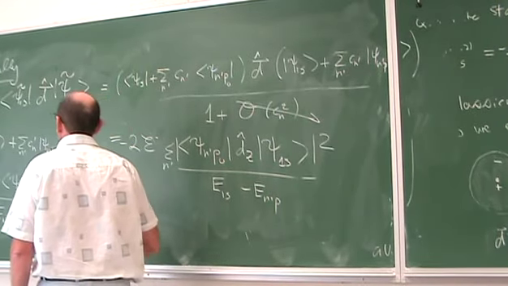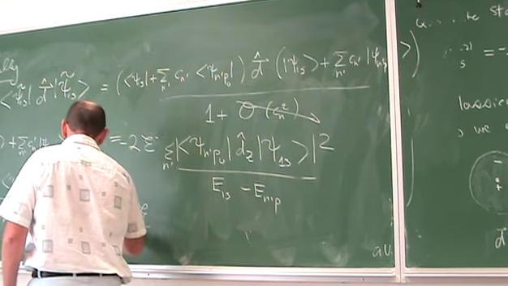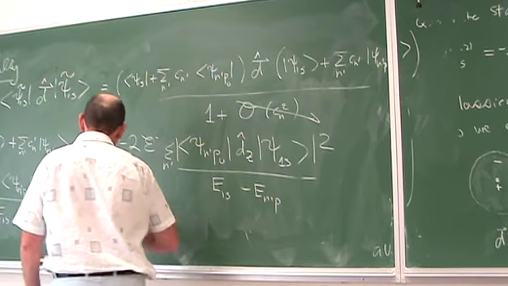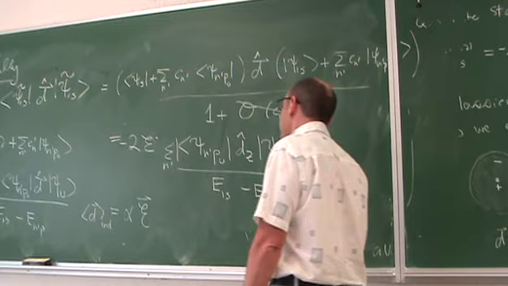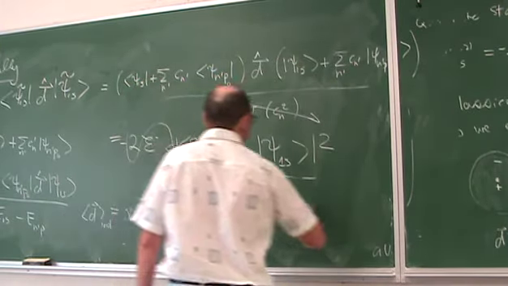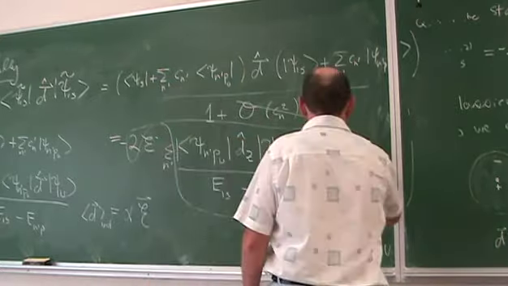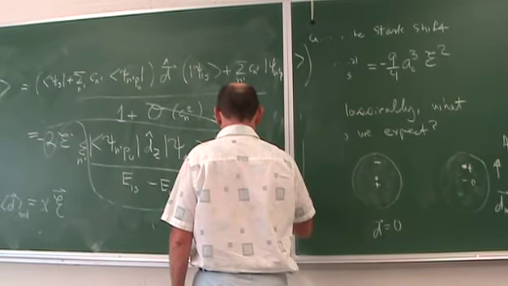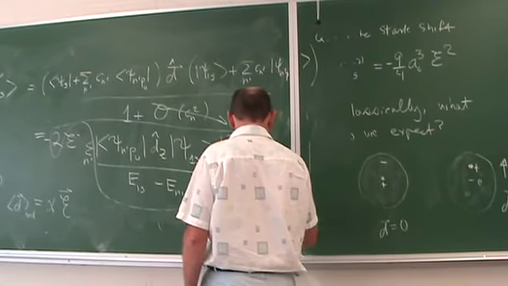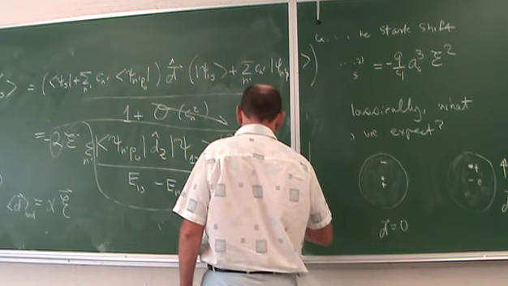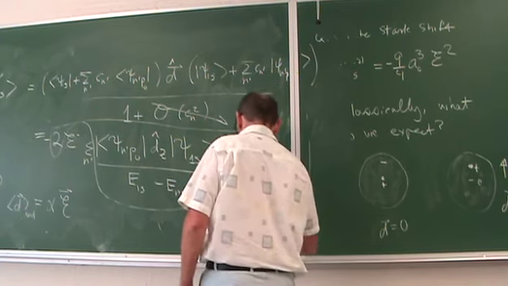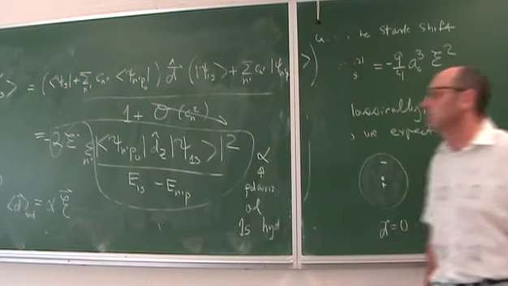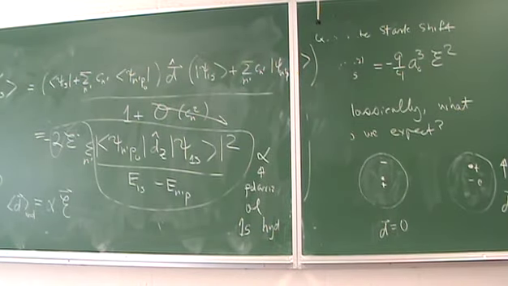alpha E, as expected. So the induced dipole moment in the z direction is proportional to the electric field in that direction. And this is the polarizability of hydrogen in the ground state. So this is the polarizability.